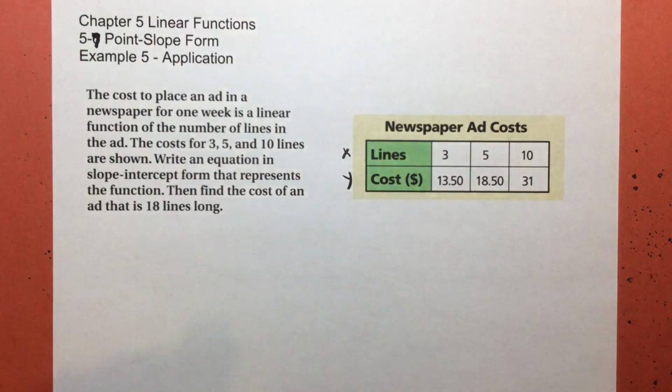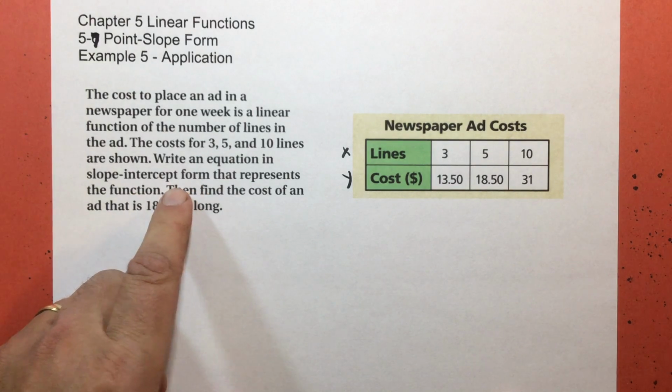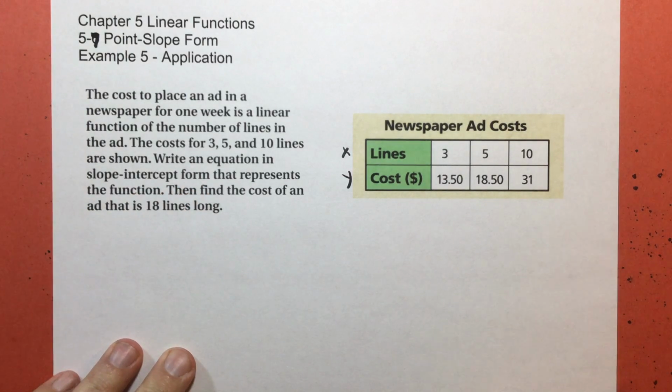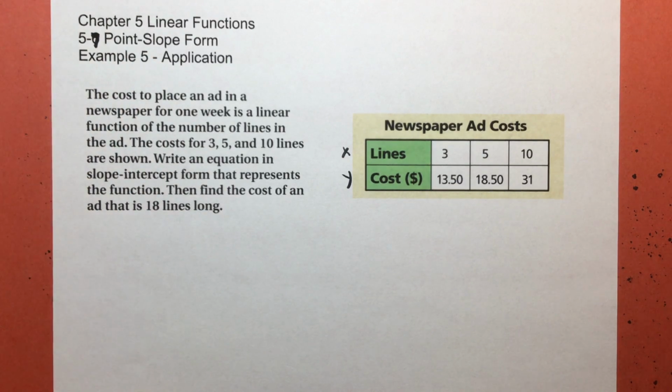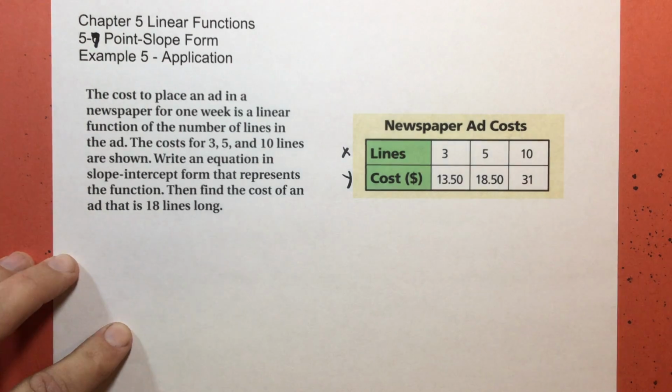What we want to do is write the equation of this in slope-intercept form. Again, slope-intercept form is y equals mx plus b. So my process is that I'm going to start by using point slope form. That's the section that we're in. Do I have a point? Yes, I have 3 points. Do I have the slope? Not yet.